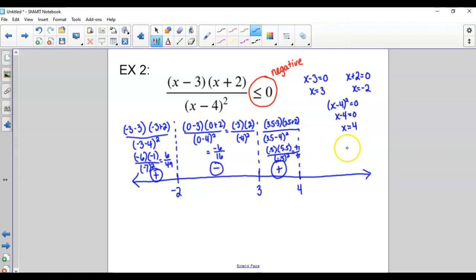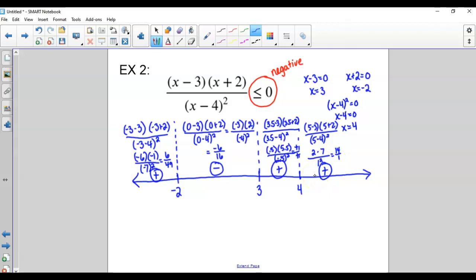Last, we have to look for something larger than 4, so 5, 6, 7, 8, whatever you want to pick here. I'm going to just go ahead and pick 5. Typically, smaller numbers are easier to deal with, so 5 minus 3 times 5 plus 2 over 5 minus 4 squared is going to give us 2 times 7 over 1 squared, and that is going to be 14 over 1, which is a positive right here.